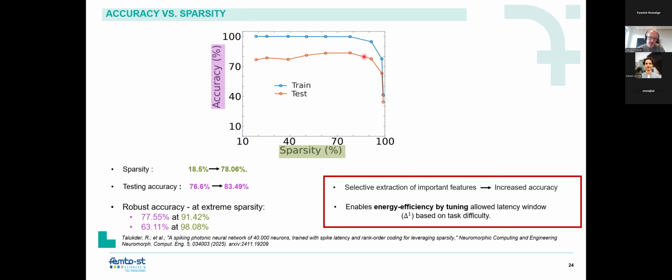So besides this, what we can also see is that the drop here is actually quite forgiving. That means we can go until 90% sparsity and still achieve close to 80% accuracy for solving this symbol recognition task. We can go even further. We go to close to 2% sparsity and we are still at 60% accuracy.